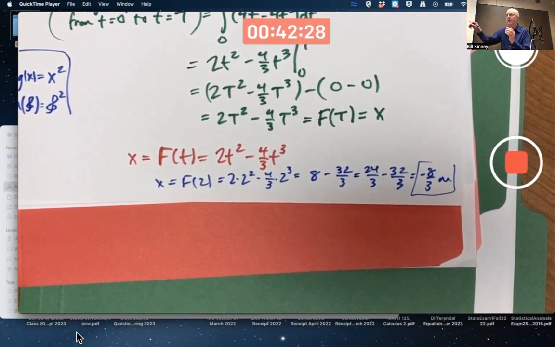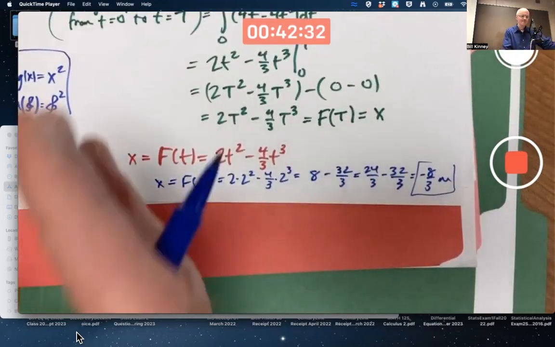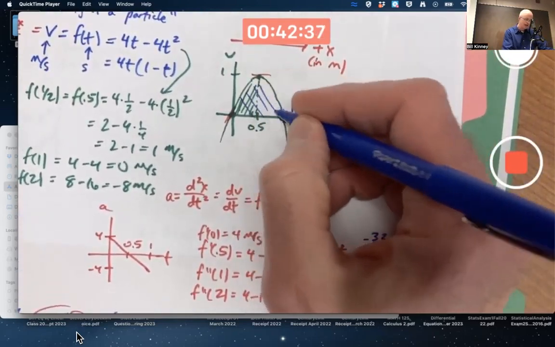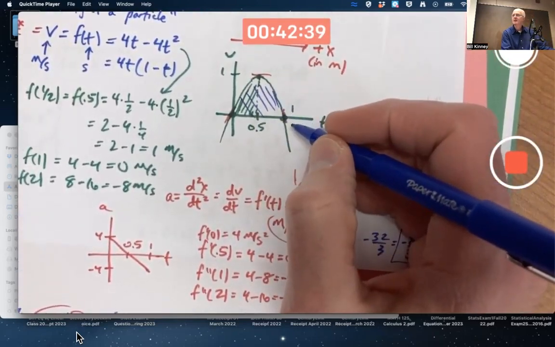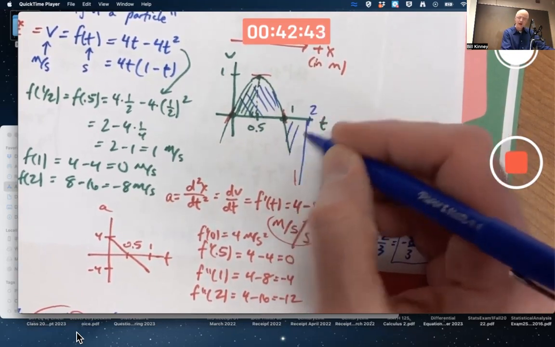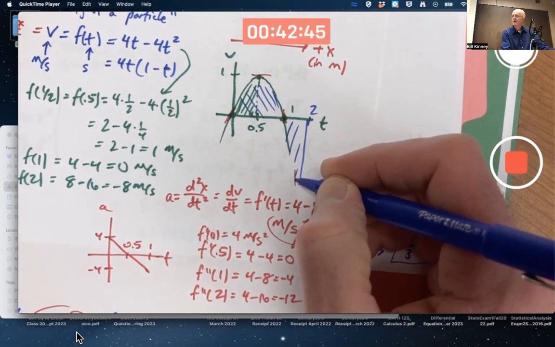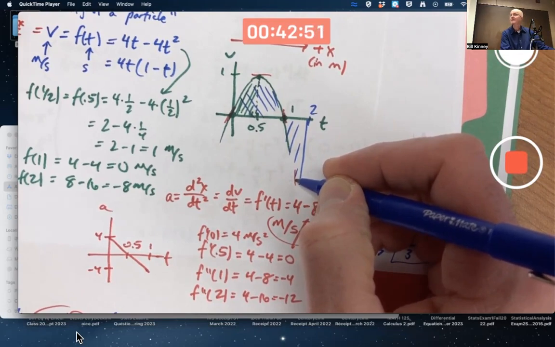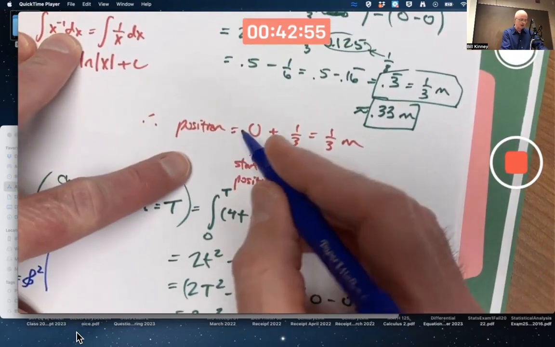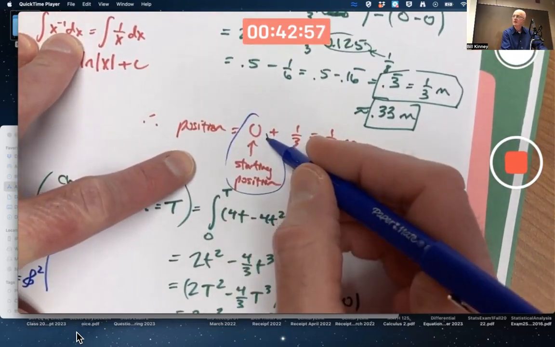You are to the left of where you started. This area gives you the change in position from time 0 to time 1. If I subtract an area over here, that'll give me my integral from 0 to 2, my change in position from time 0 to time 2. And it's negative. And it's the same as the ending position because the starting position, again, is 0.